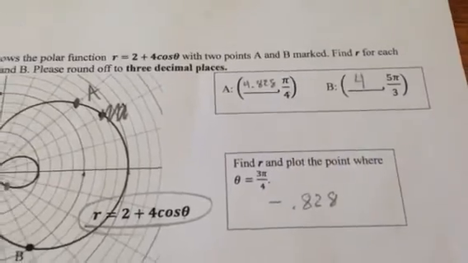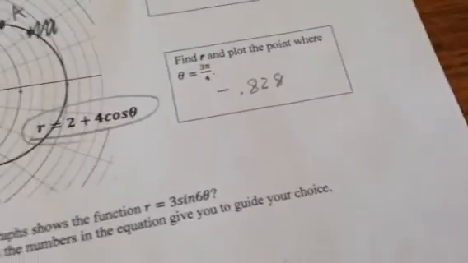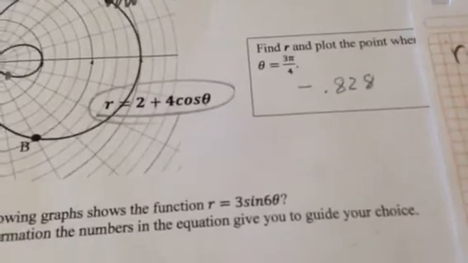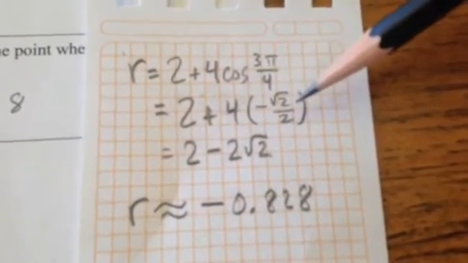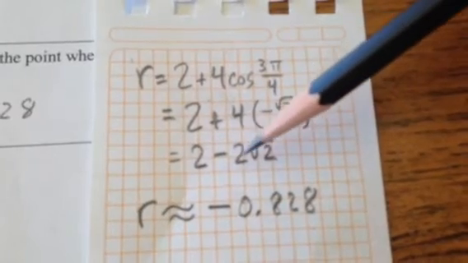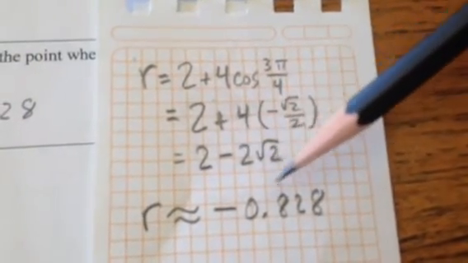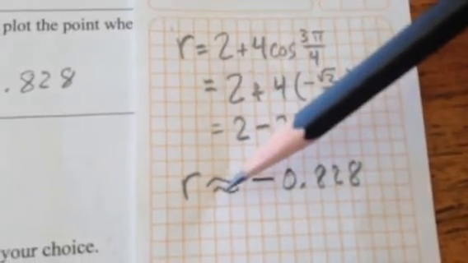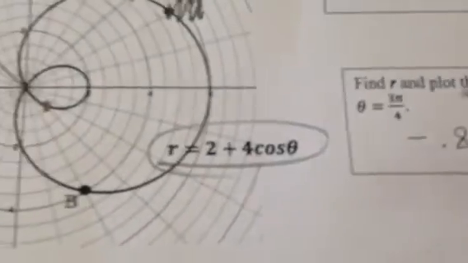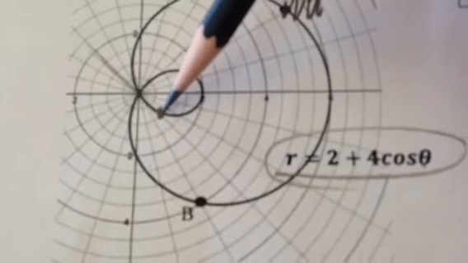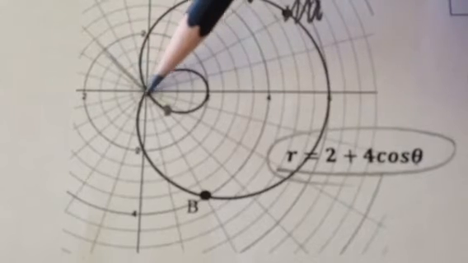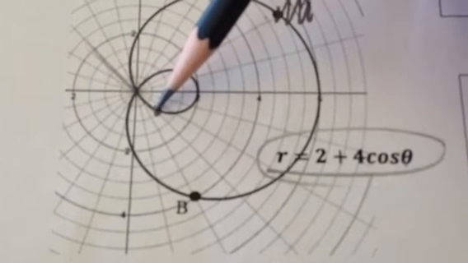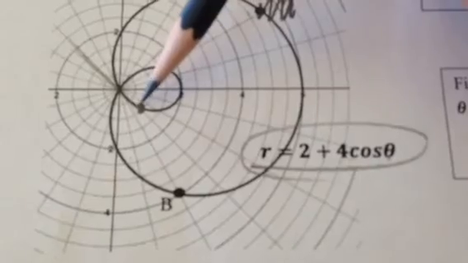The next problem is I'm taking another angle, 3 pi over 4, and substituting that into the equation. All right, that looks like this when you work it out. The cosine of that is negative root 2 over 2. 4 times that is negative 2 root 2. And so 2 minus that is negative 0.828. Check it out. We've got a negative r value here. All right? And that point actually plots down here in quadrant 4. The angle is this way, 3 pi over 4. But if the r value is negative, the point is in the opposite direction. So it plots right there. And that's it. That's as far as we're going to go.